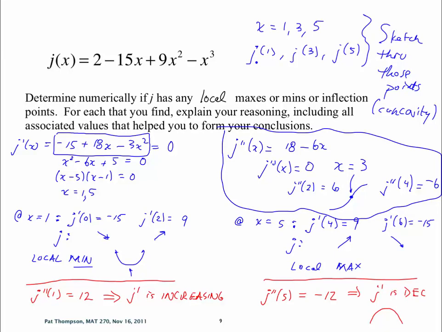Okay. If there's no questions, we'll move on to optimization.